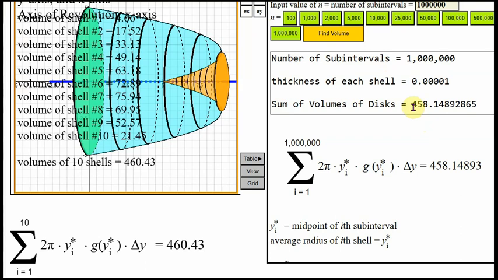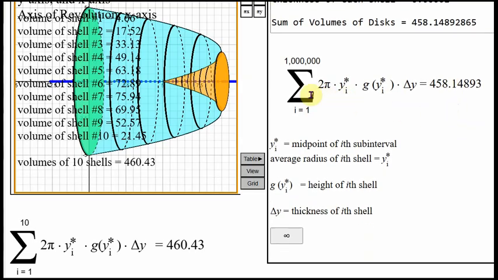And now if I divide it into a million shells, then the thickness of each shell is going to be 0.00001. Then the volume of the 1 million shells is 458.1489. And then here's the summation notation right here, I running from 1 to a million.